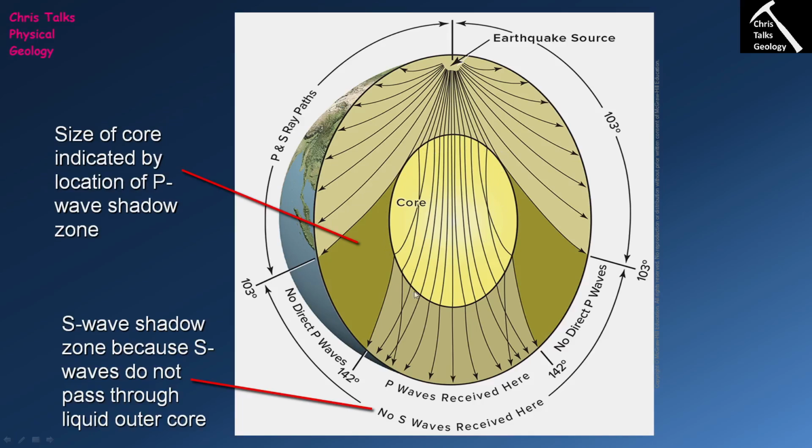The first piece of information it gives us is that the Earth's outer core is clearly liquid, because that helps to explain why the S-waves disappear. The other piece of information that we get is by detecting where S-waves can be identified by seismic stations, we can use it to work out the diameter of the core as well.